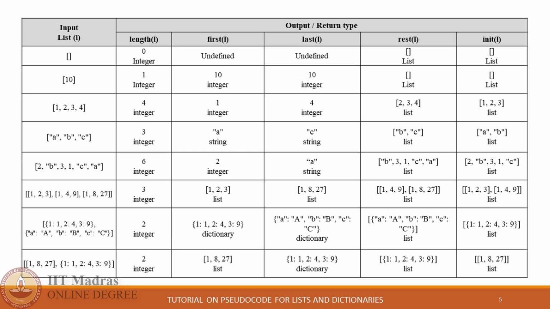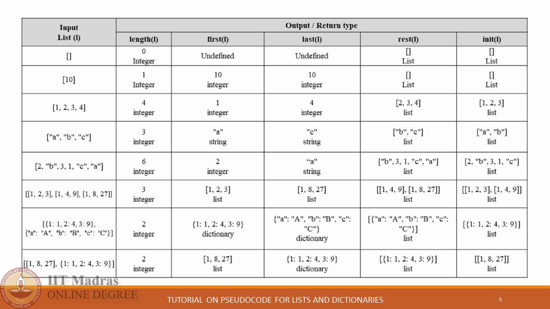Next input list is a combination of integers and strings. Still, the length function returns an integer value which is 6. First of L is 2, which is an integer. Last of L is A, which is a string. Rest of L will return the entire list except the first element. Init will return the entire list except the last element.